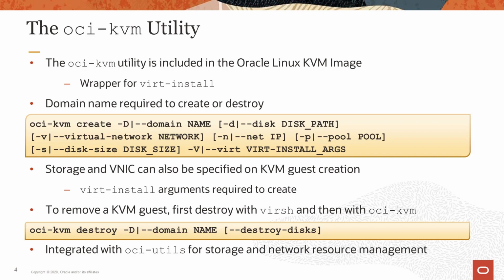The OCI-KVM utility that is included in the image is a wrapper for virt-install. This utility requires you to specify a domain name and optionally a disk or IP address, along with all other virt-install arguments. When you are done with the KVM guest, use the virsh destroy command and follow up with the OCI-KVM utility command to destroy the domain or guest. Automation with OCI-KVM works with oci-utils to assign storage and network resources on creation and to free up resources when the KVM guest is destroyed.